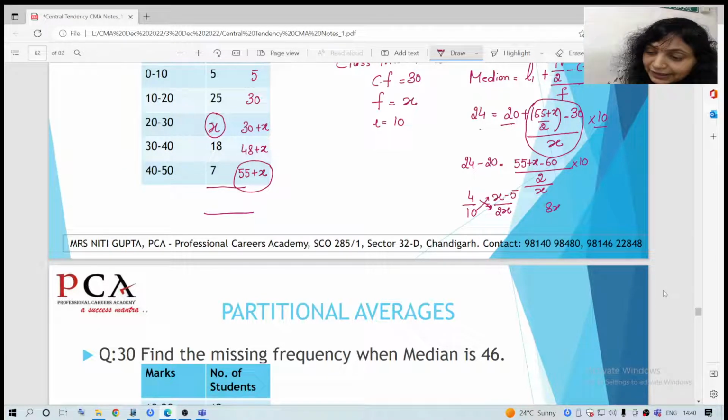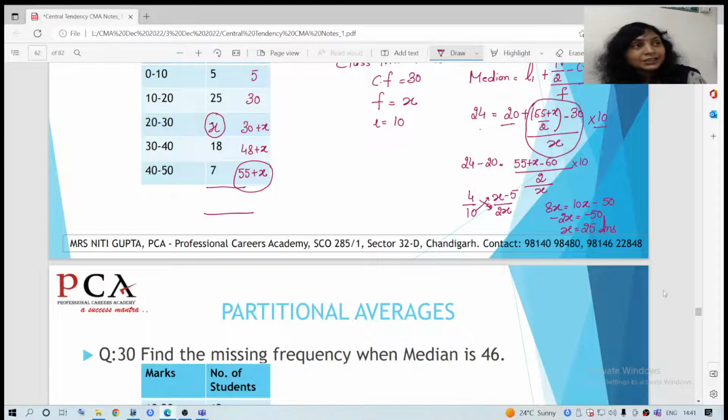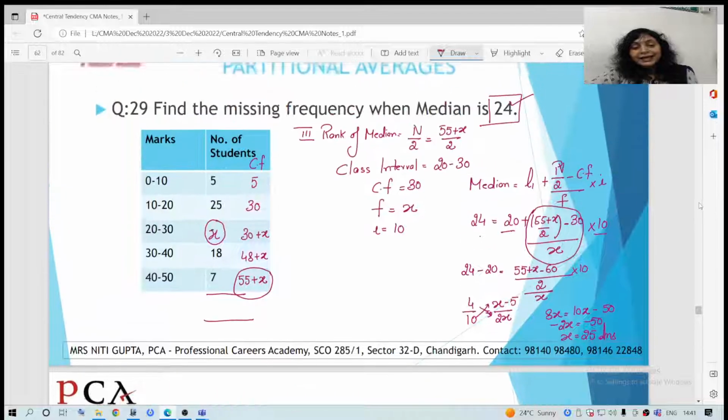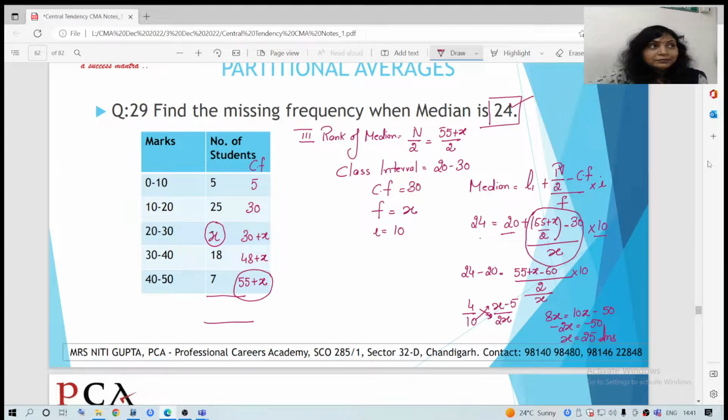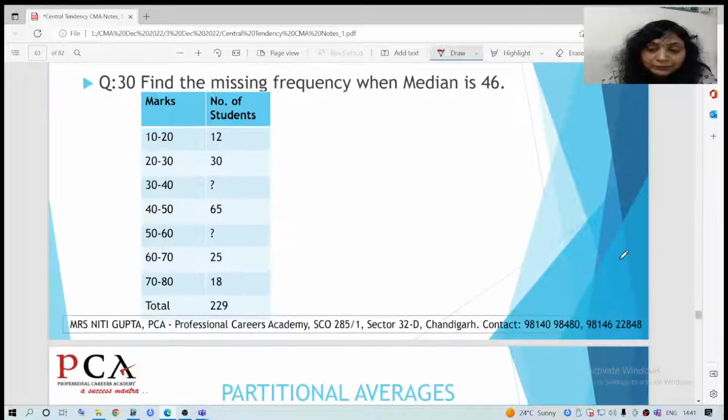So 8x equals 10x minus 50, minus 2x equals minus 50. So x is equal to 25. That means the missing frequency is 25. So this way you can easily solve the question of missing frequency. This is the scenario when there is just one missing frequency. Let's move to the next question.